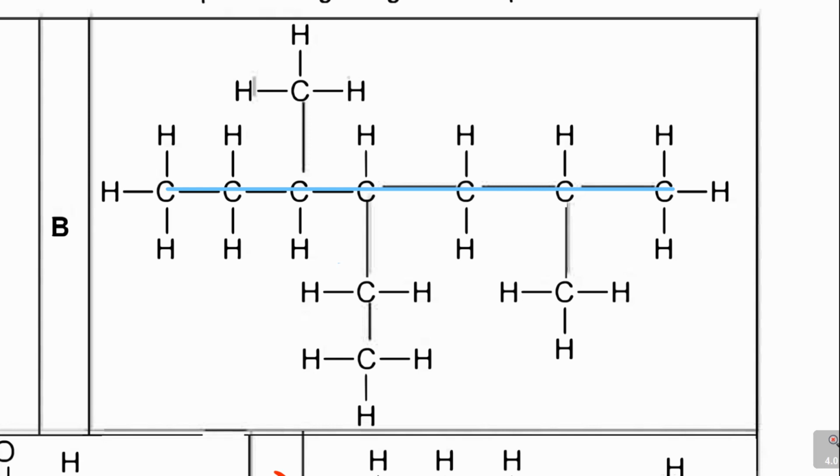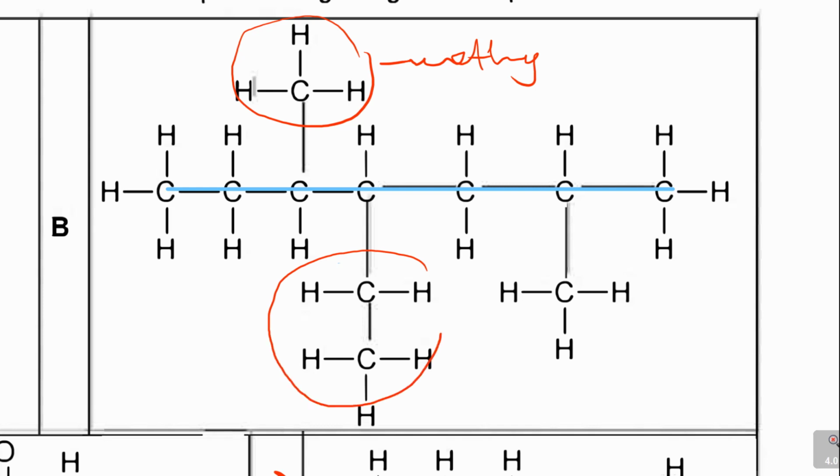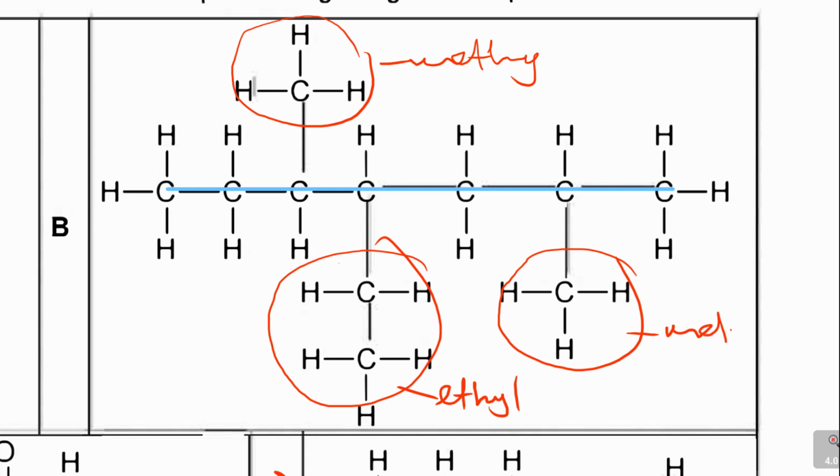I'm going to look at the branches. This is a branch, and we call it what? Methyl, because it has got what? 1 carbon. And then look at it again. This is a branch, and what do we call this? Because it's got 2 carbons, it's called ethyl, right? And again, there is another branch. This is called a methyl branch. So we've got 3 branches.